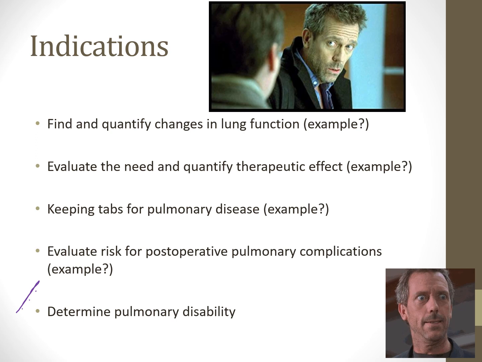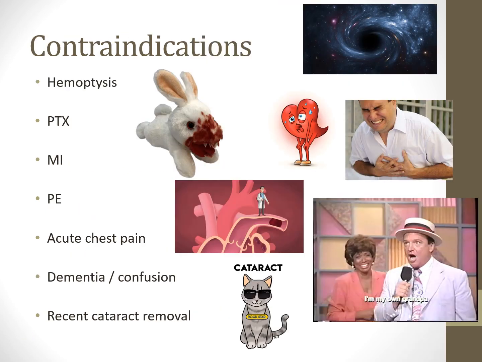Then finally, we can determine if someone needs pulmonary disability. I think there was an old speedball question from, I think it was California, that stated if someone's number was less than 1 liter at an FEV1%, then they actually qualified for disability. So that's one of the things that we can look for. If someone's lung function is so poor, is that something that qualifies them for assistance? So we'll see all different indications for this in the PFT lab.